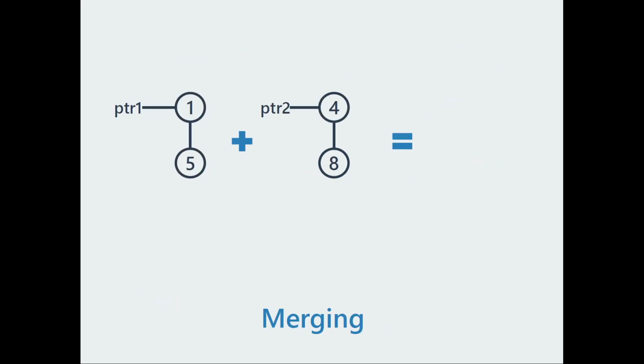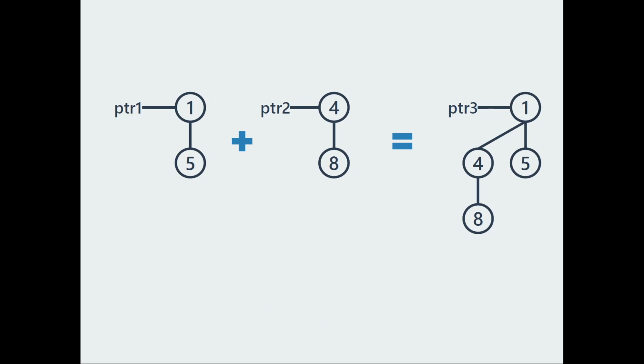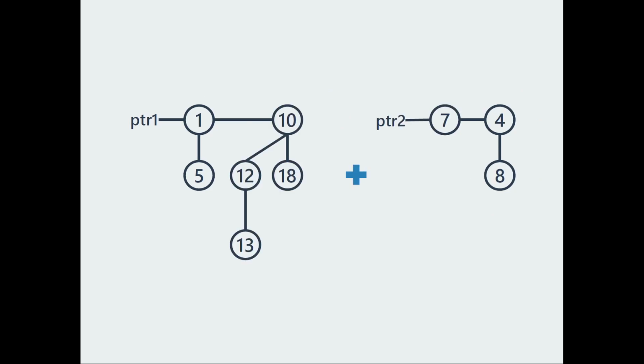Merging. Remember that there can only be one tree of each size in a heap. Therefore, we combine same-size trees into one. Take note that we should preserve the min heap property. Therefore, the bigger root should be the child of the smaller root. Let's have another example. How do we merge these two heaps?